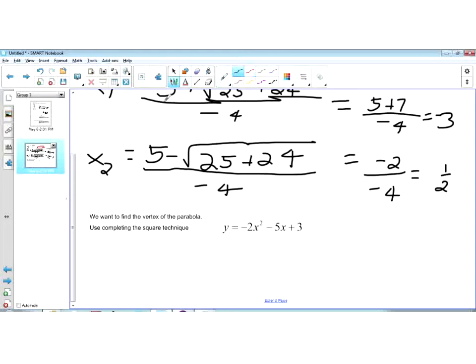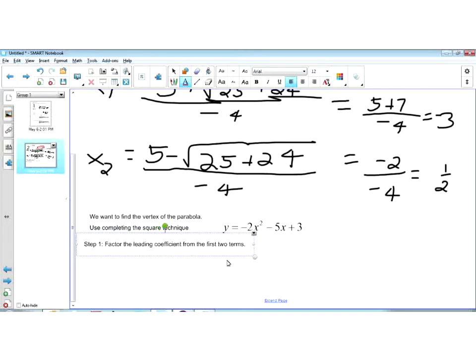Now, the first thing we'll do is step 1. Factor the leading coefficient from the first 2 terms. Let me just go ahead and type it, I can type faster.